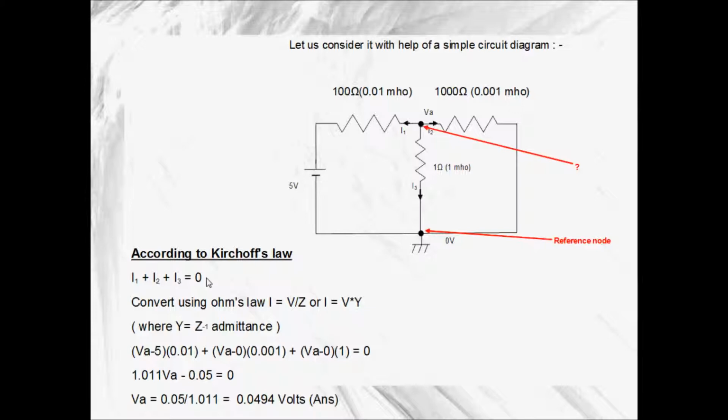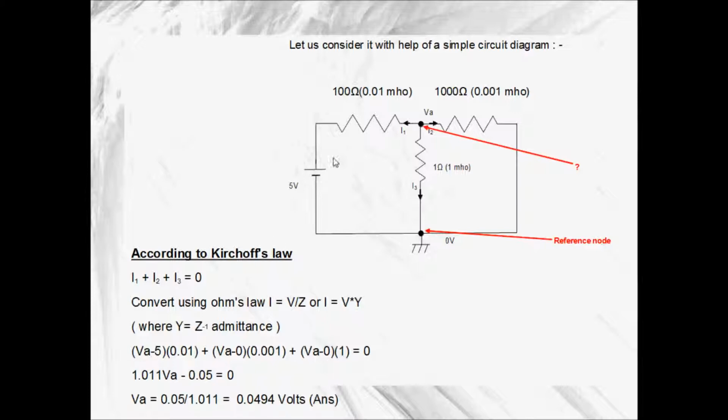Now we convert these currents into corresponding voltages and resistances using Ohm's law. We could use resistances, but we will use admittances, as that simplifies the equation. Admittance is equal to the inverse of impedance. So we write I1 plus I2 plus I3 as (VA minus 5) into 0.01 plus (VA minus 0) into 0.001 plus (VA minus 0) into 1.